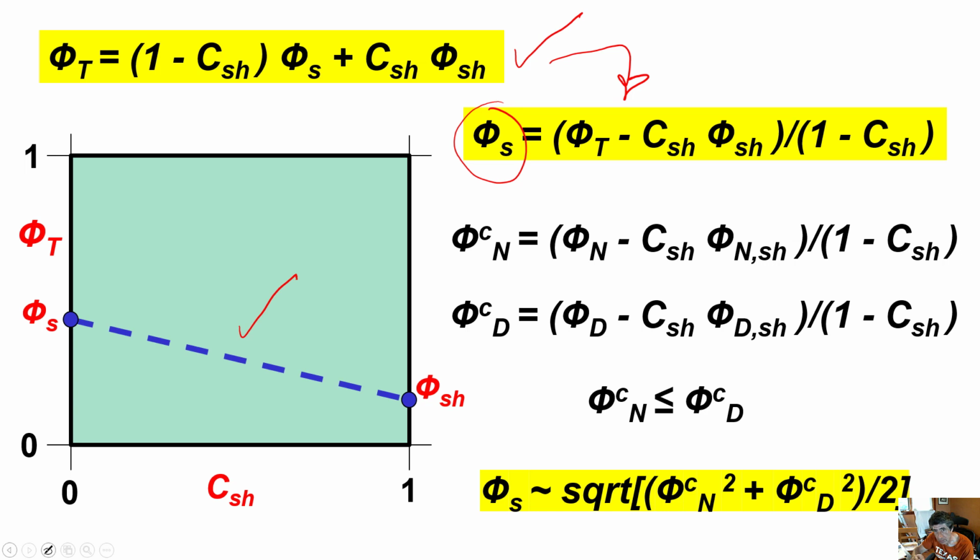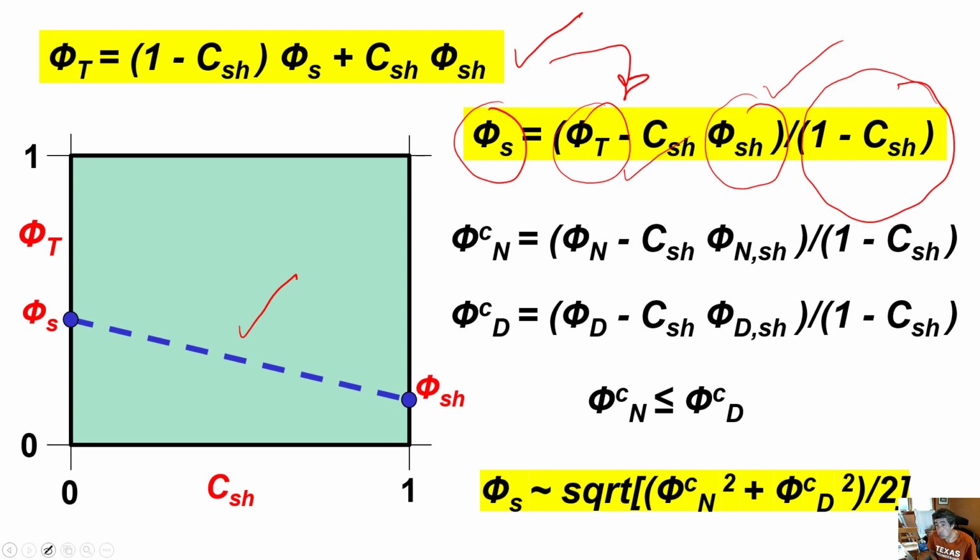That is the porosity of the interbedded layers of sandstone, which means that we have to divide by 1 minus CSH. Please note that this division may become unstable if CSH is very close to 1. But we need to know the porosity of the shale, and we need to know the total porosity. So how do we know the porosity of the shale, and how do we know the total porosity?